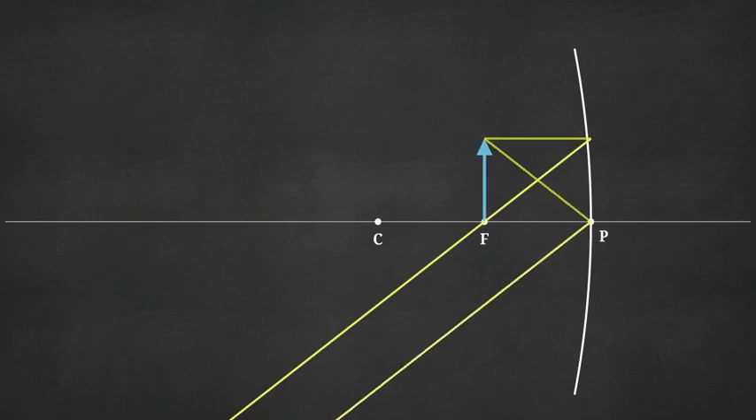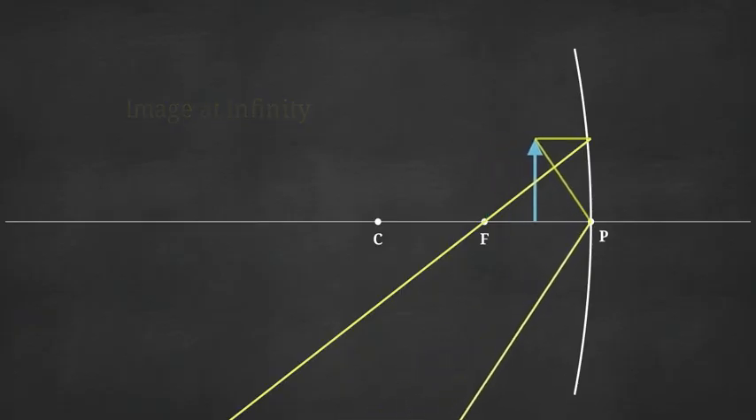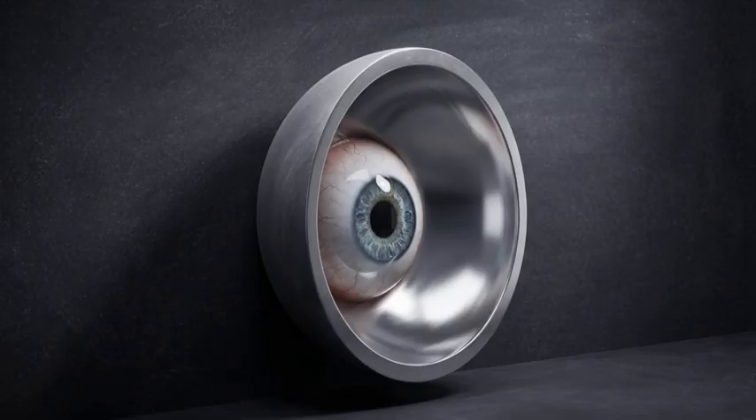Position 5. We cross inside the focus. Now the reflected rays physically diverge. They will never meet in real space. But if we extrapolate them backwards, they intersect behind the mirror. This creates an optical illusion. You see a virtual, erect, and highly enlarged image staring back at you.